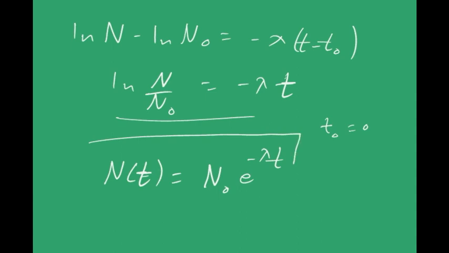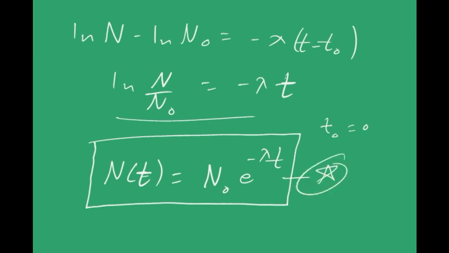So this is how the number of nuclei vary with time. This is the function of N with respect to time, right? This is known as the law of radioactive decay. This is important. This is about the number of nuclei.